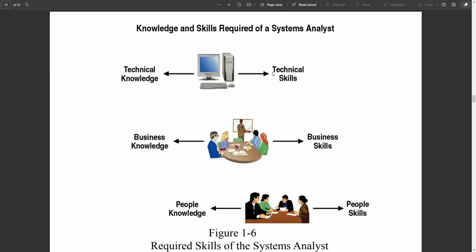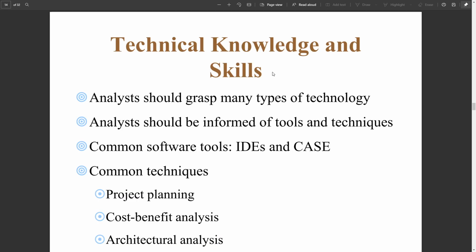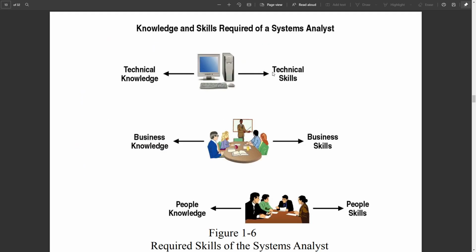So, knowledge and skills required of a systems analyst. So dapat meron siyang both knowledge and skills: technical, business, and people. Okay? So we're gonna discuss each one by one.